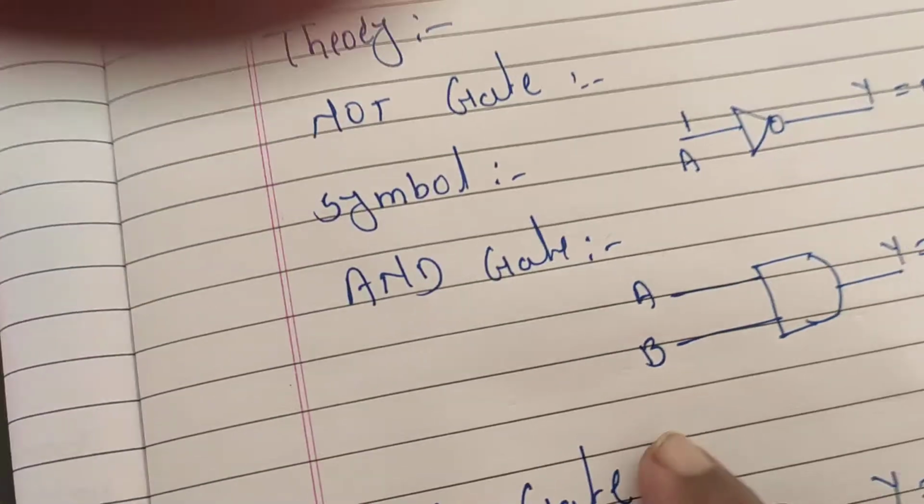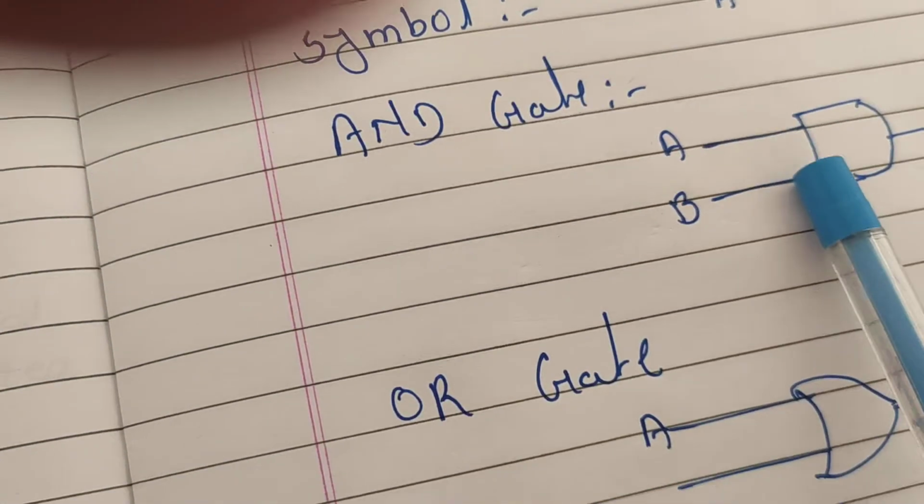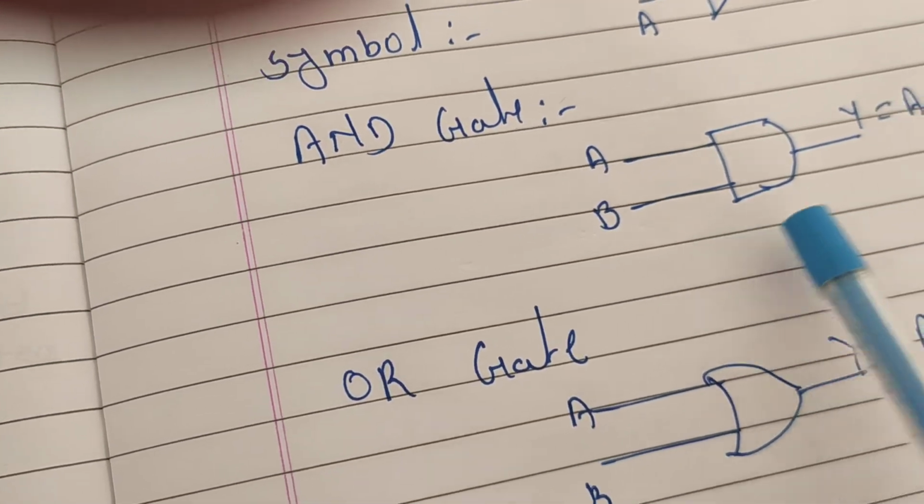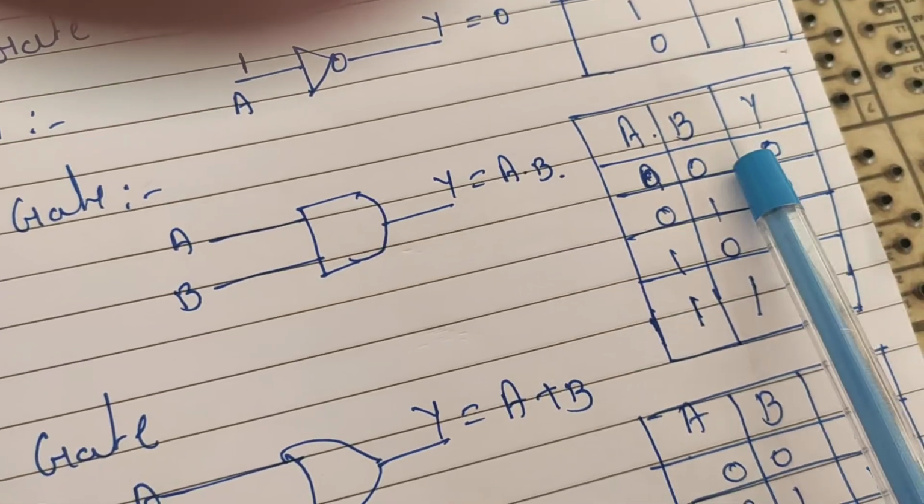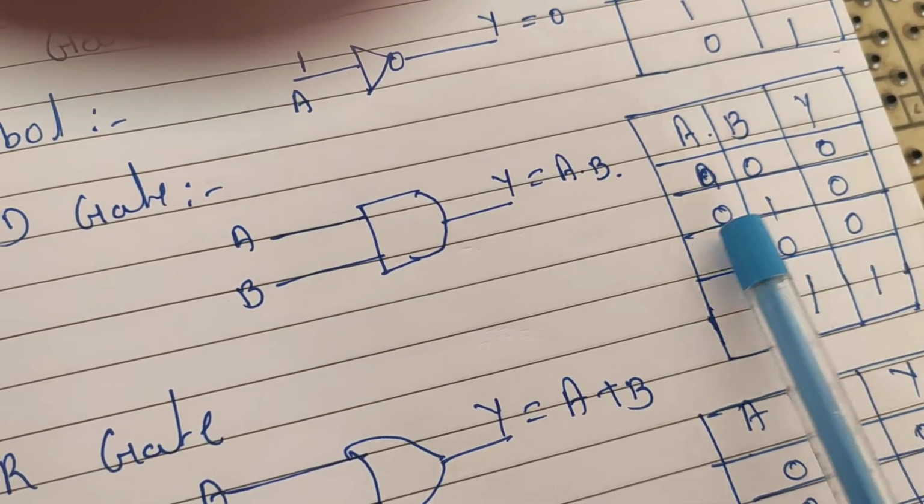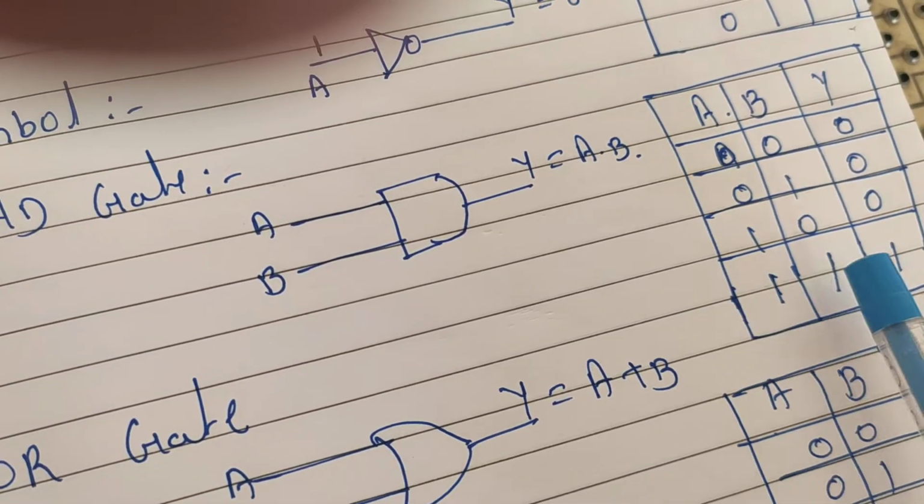Okay, now the next gate is the AND gate. This AND gate has two inputs, input A and B. For multiplication, after multiplication, here we get the output: 0 into 0 is 0, 0 into 1 is 0, 1 into 0 is 0, and 1 into 1 is 1.